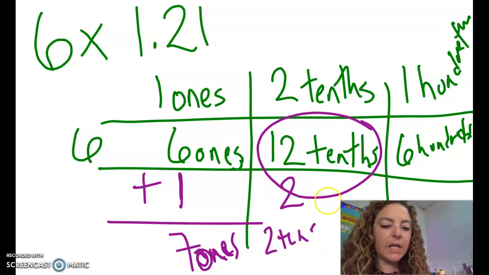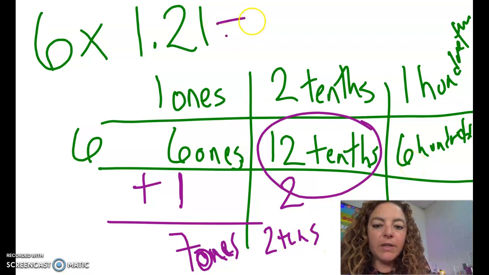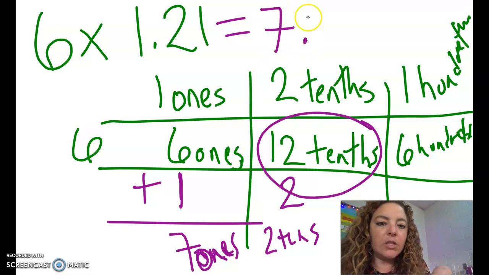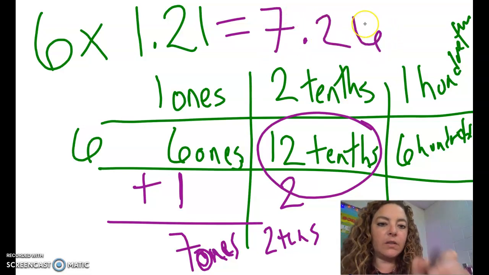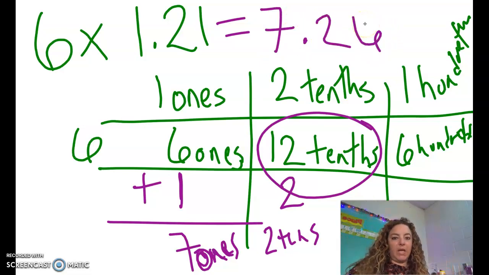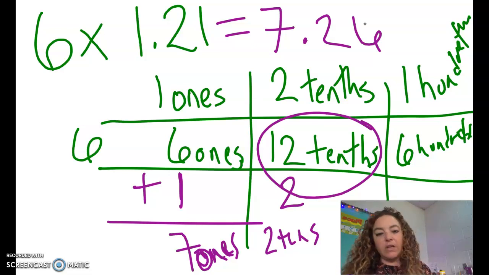And I keep my 600s. I didn't have to do anything over there. So that means that we have 7 and 26/100ths. And that would be our multiplication there for this one. So just again, another way to model it, showing those place values and using kind of a place value chart.